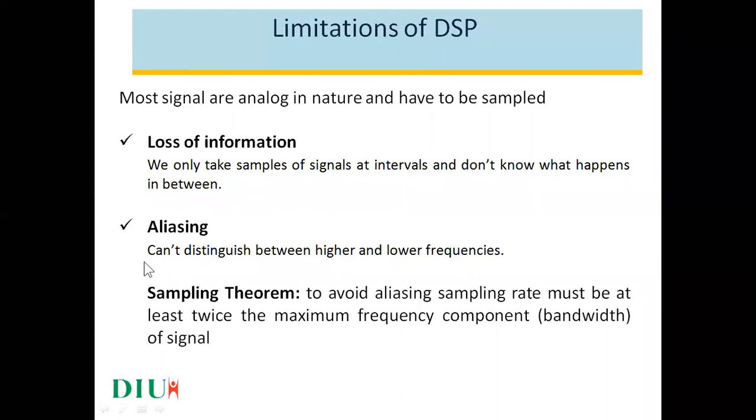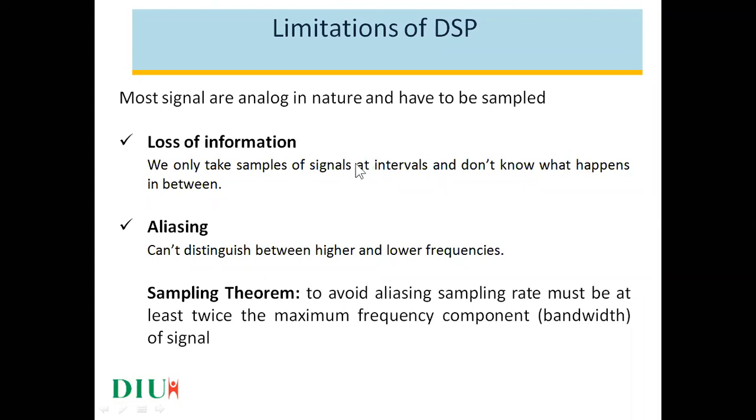The sampling theorem says that, just to avoid aliasing, the sampling rate must be at least 2 times the maximum frequency component of the message signal or the original signal. Okay, so if you find difficulty in removing the aliasing, you can increase the sampling rate.